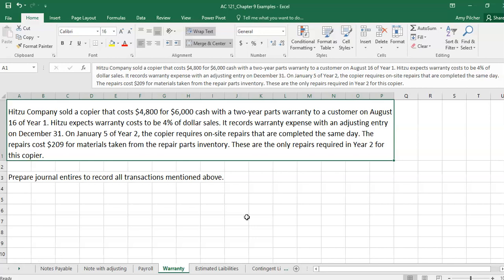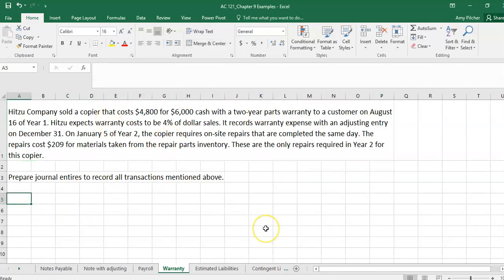So in this example, we sell copiers, and we sell our copier with 2-year parts warranties. And we expect that 4% of all sales amounts will be collected as warranty costs. This is based on our historical information. So we're going to record our warranty expense with an adjusting entry on December 31st. We want to prepare journal entries to record all transactions mentioned in this paragraph.